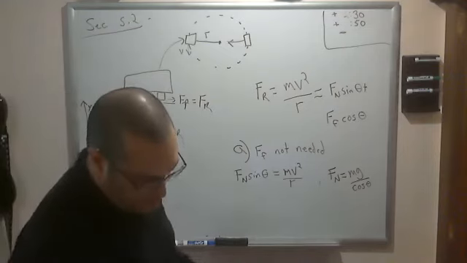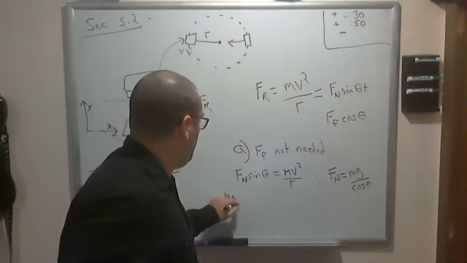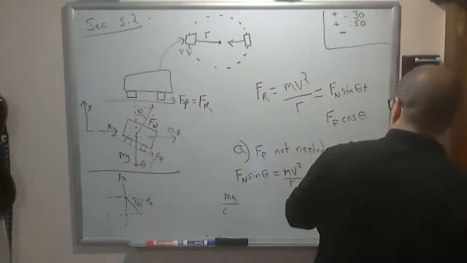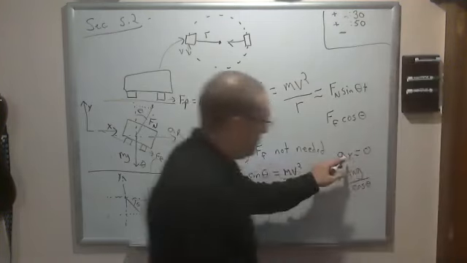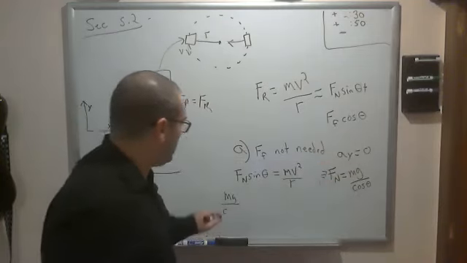And then we plug it in over here. So we have mg is acceleration in the vertical direction 0.